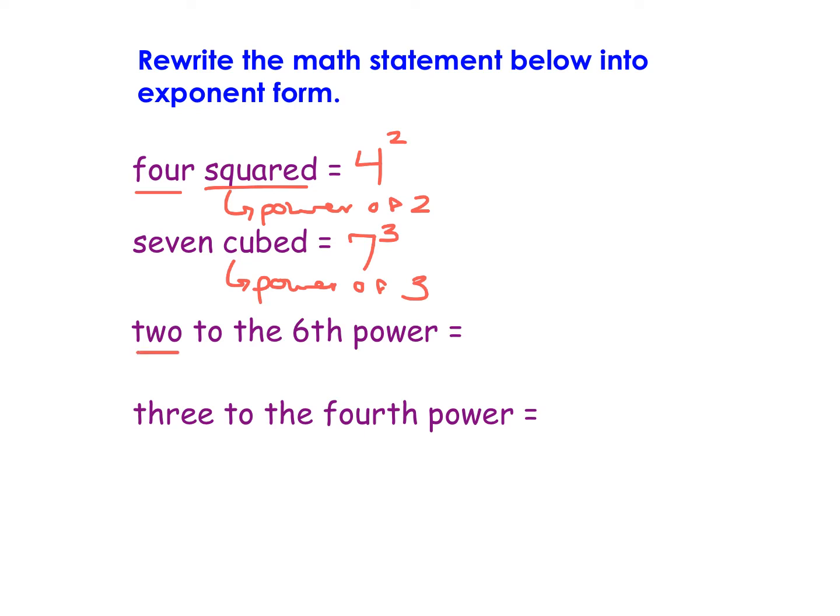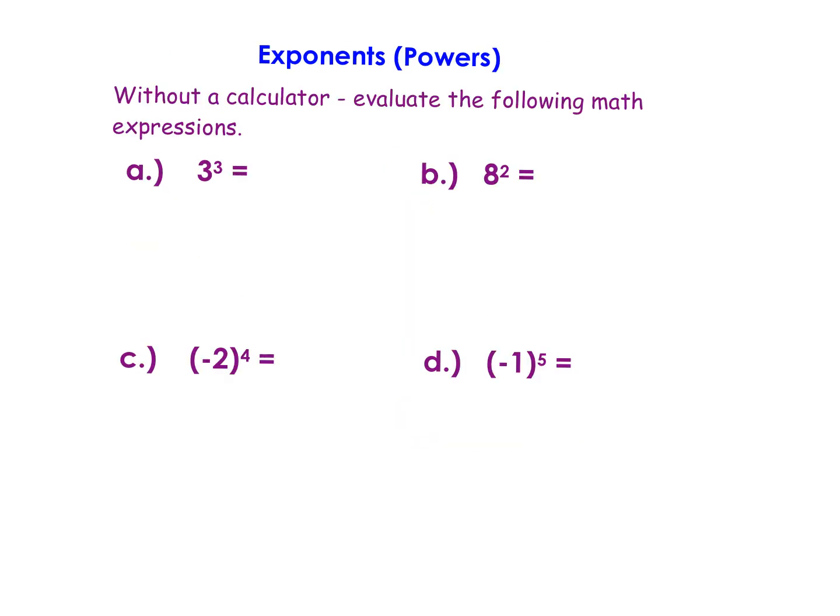Then this one is 2, that's our base, to the 6th power. So we have 2 to the 6th. And 3 is our base to the 4th power. So you see 3 to the 4th. So here we're going to practice actually evaluating exponents without a calculator, and the easiest way to do this is to start by writing each of them into expanded form.